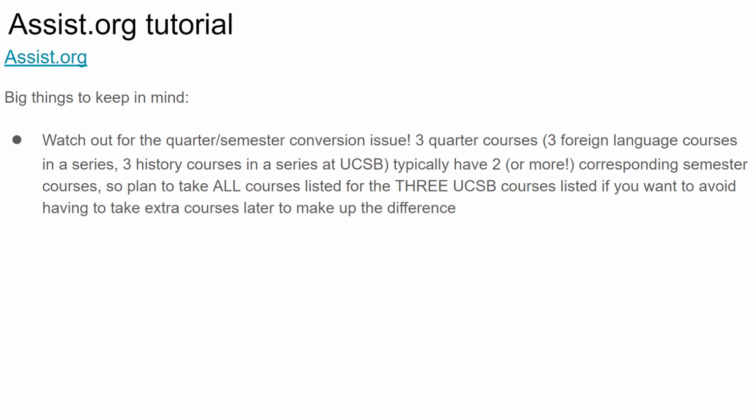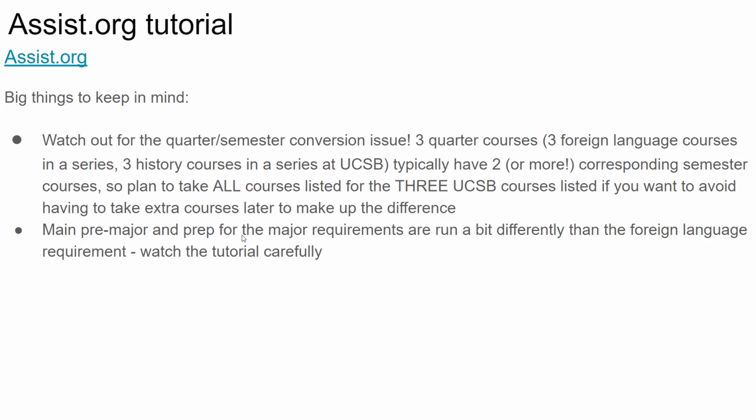So just be ready to take a look very carefully. But if it says you need to take 2 or more corresponding semester courses, you do want to plan to take all of the courses listed to make sure you're meeting all 3 of the UCSB courses, if you want to avoid having to take extra courses later to make up any gaps in the series that might occur by taking fewer than what you're being told on Assist.